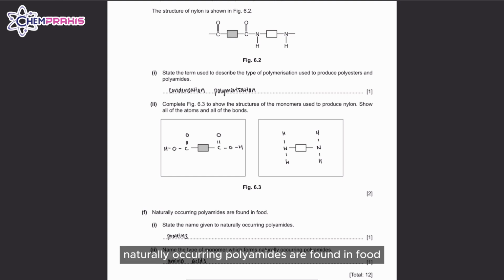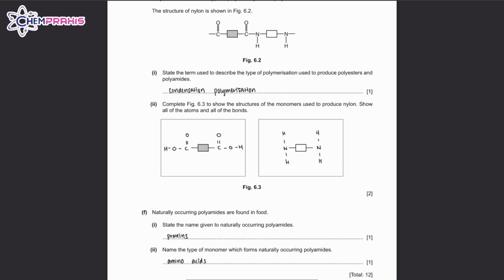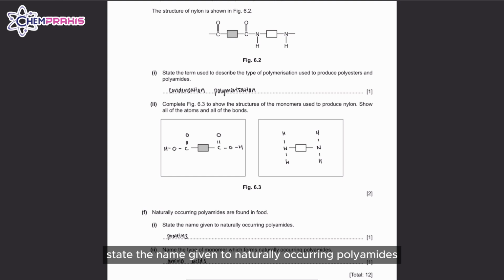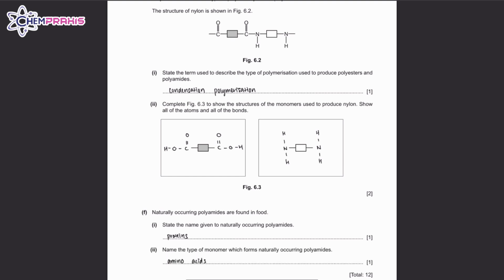Naturally occurring polyamides are found in food. So, state the name given to naturally occurring polyamides. Naturally occurring polyamides are also known as proteins, and hence your answer should be proteins.